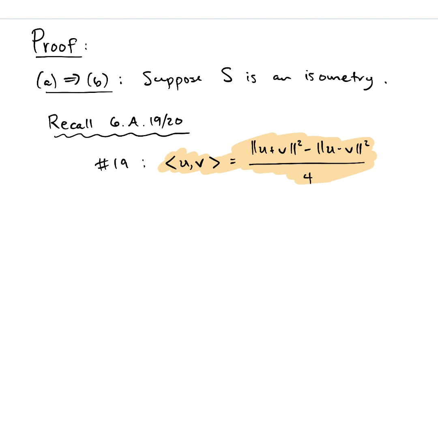What it means is you can compute inner products solely by computing norms. Thus, if you have a thing that preserves norms, it should preserve inner products. Okay, so let's write this out, just for the real case.